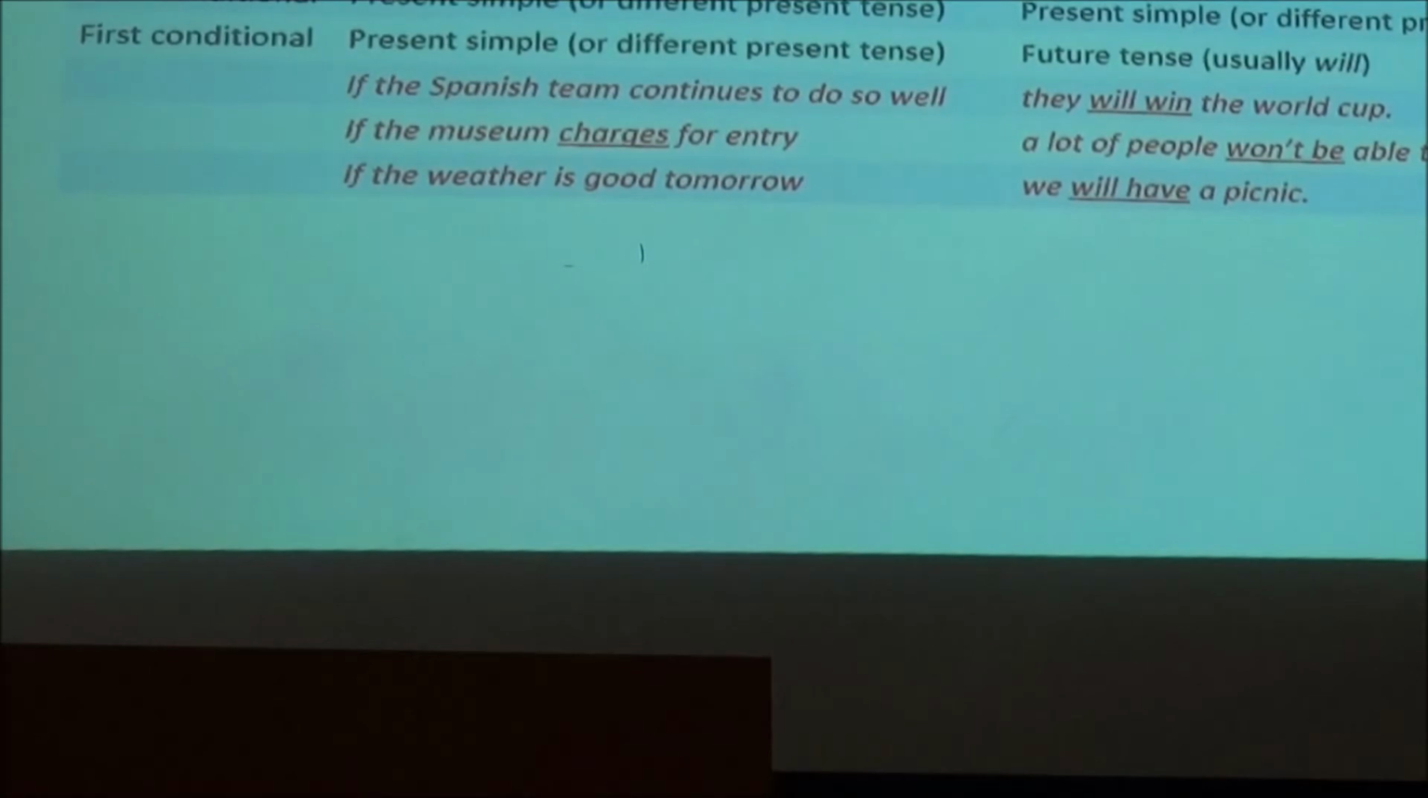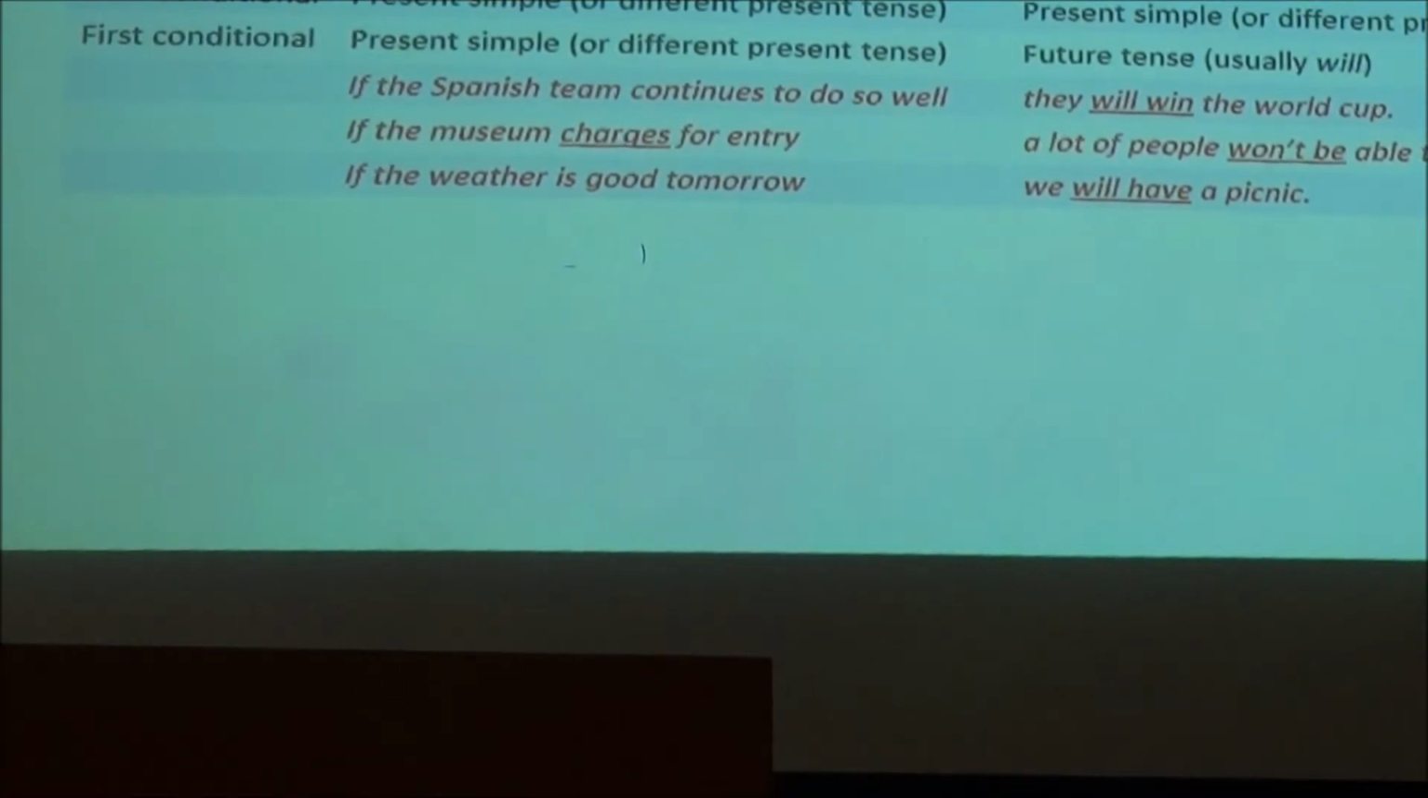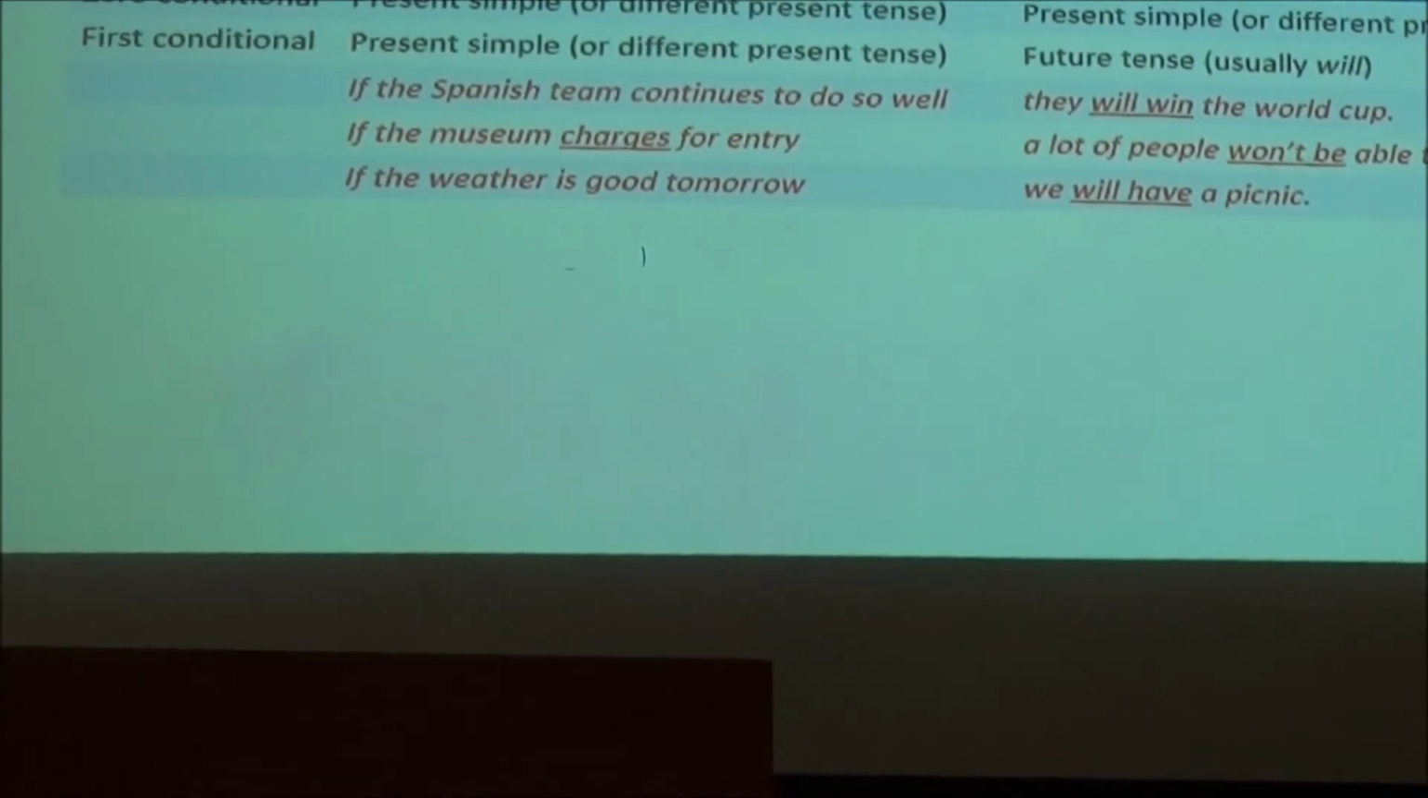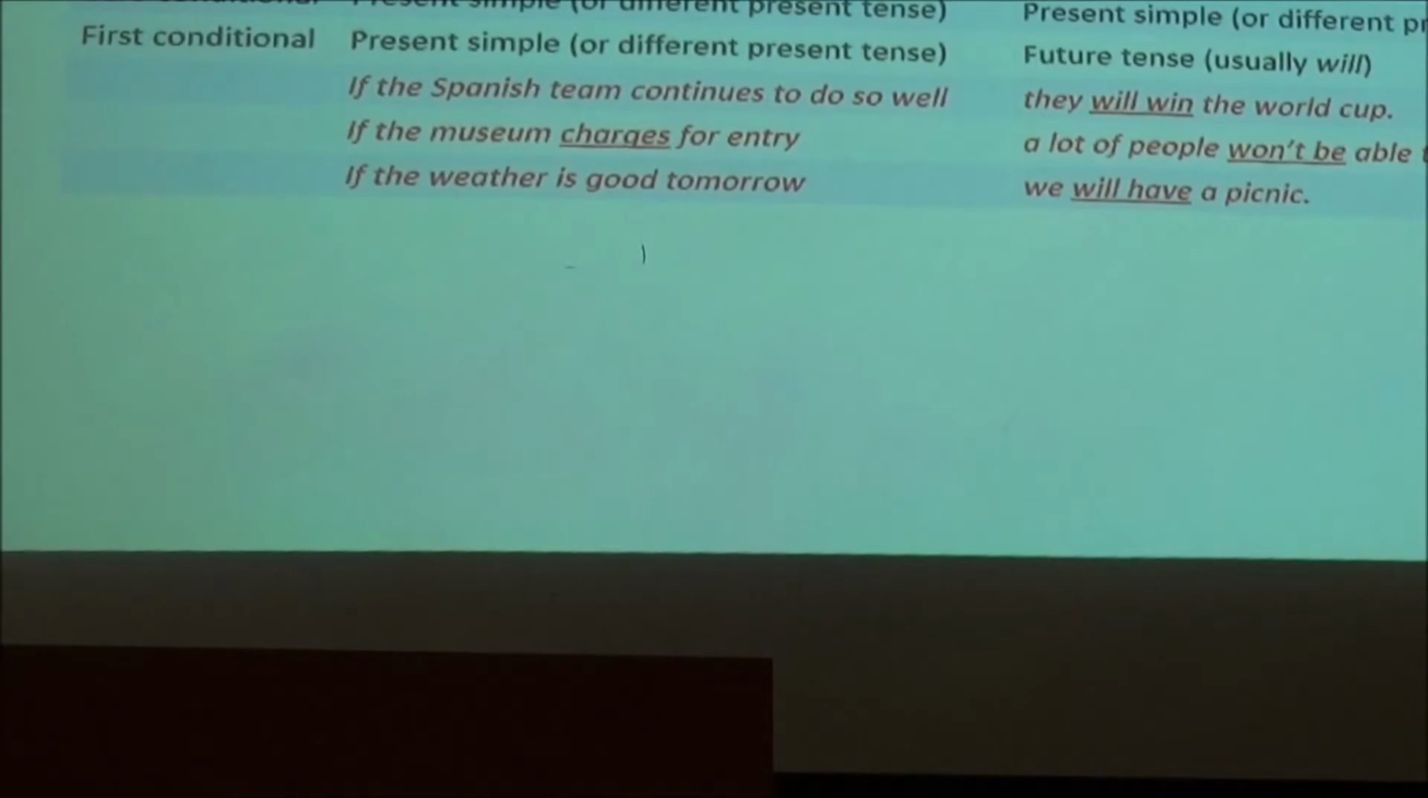In the first clause, the if clause, we use the present simple. If the Spanish team continues to do so well. The result clause contains a future form, and usually this is will. Usually. Could also be going to, but usually it's will. If the Spanish team continues to do so well, they'll win the World Cup.